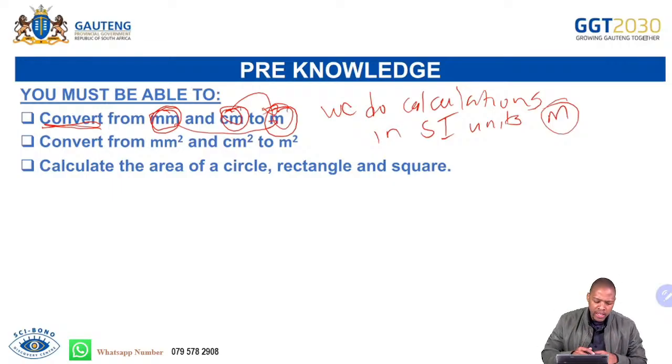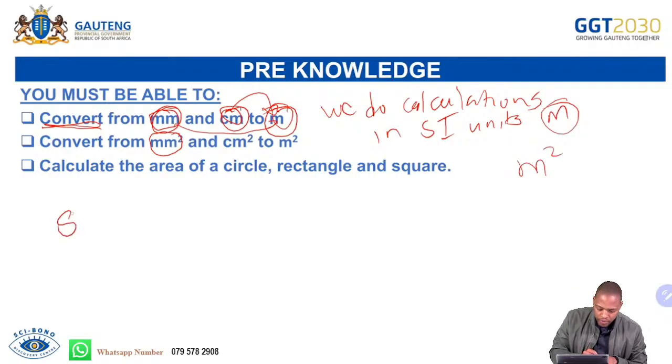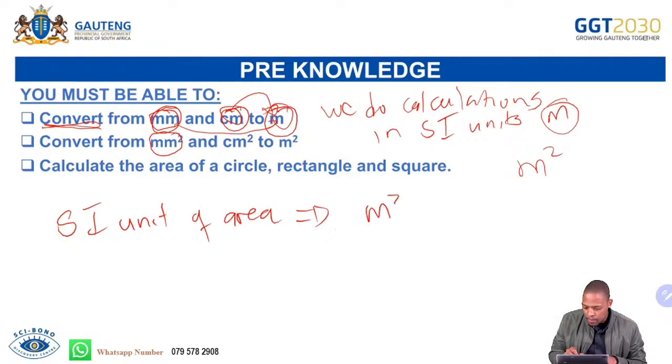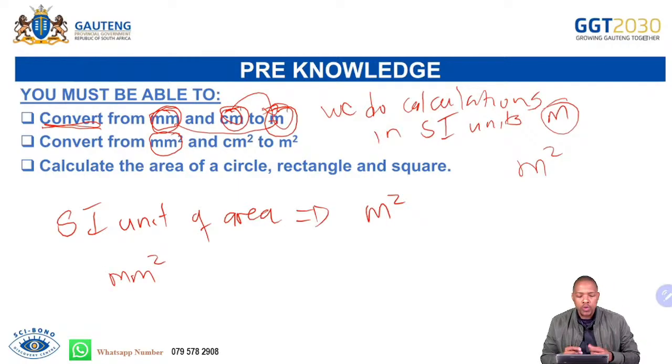A second small thing that I expect you to have, because this is not part of the curriculum of technical sciences, it's actually part of the curriculum of maths, and it has been done in previous grades, okay? These conversions here, where you are converting from square millimeters. This is when you are converting area, because the SI unit of area is square meters. But now you can also be given a magnitude in square millimeters. It can also be given in square centimeters.